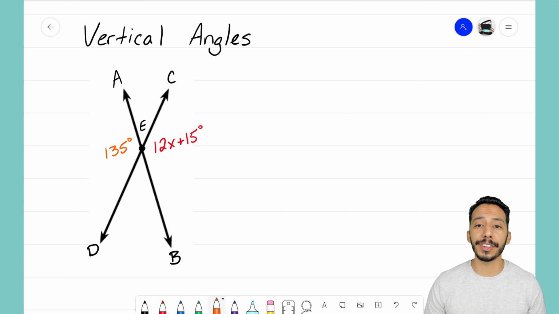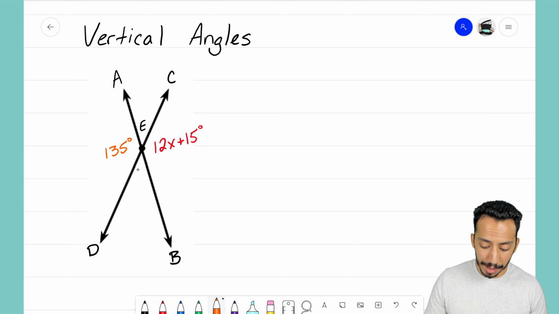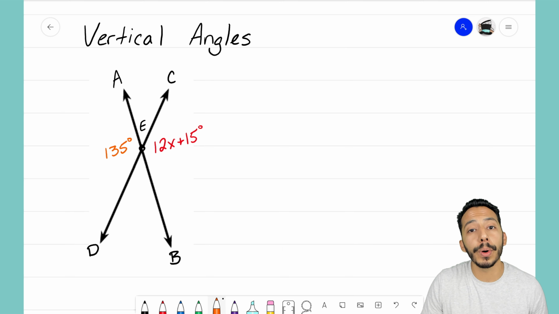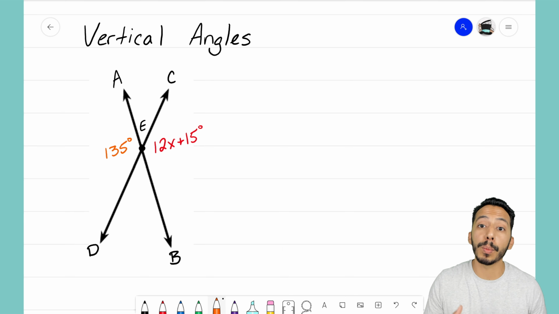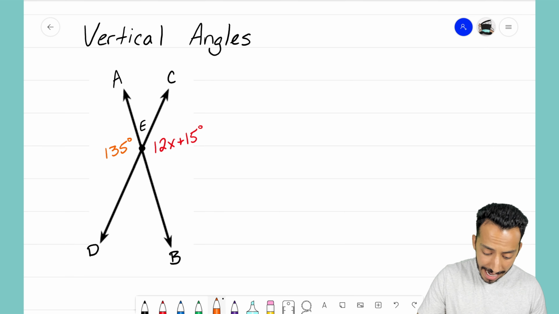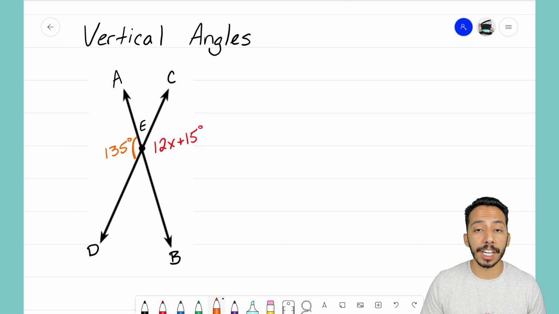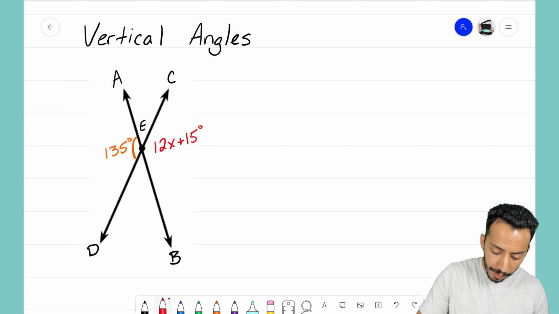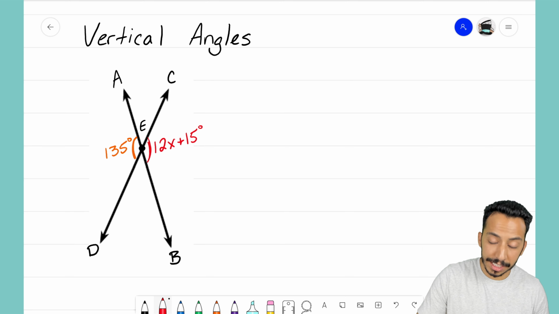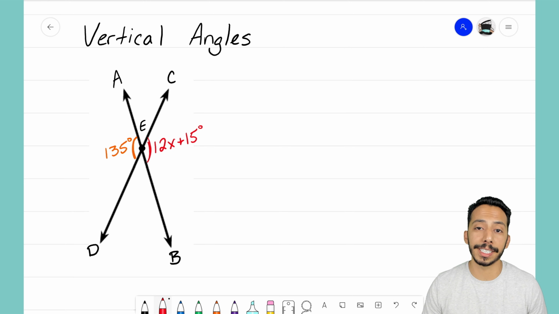I have two lines that are intersecting. We have the line AB intersecting the line CD here at that middle point E. And notice that I have two angles being formed where they tell me the measure. I have this left angle that I'll go ahead and mark as orange. We know that that's 135 degrees. And we have the angle on the right that is 12x plus 15 degrees.